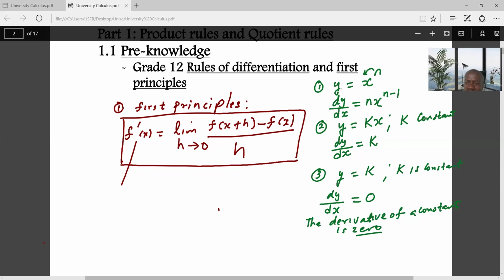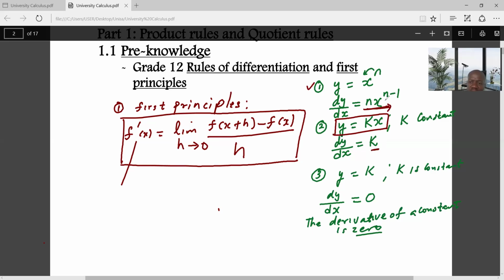And you need to understand that according to the first rule, when y equals x to the power of n, the derivative of y with respect to x should be like this. But when you have y equals kx, where k is a constant, the derivative of y with respect to x will be k.